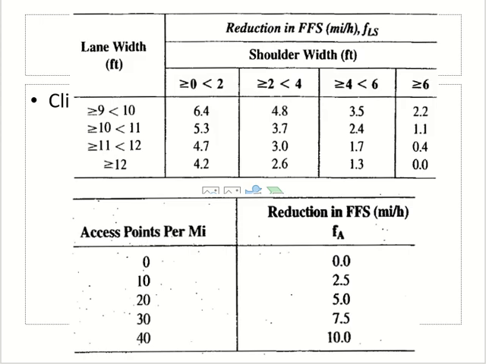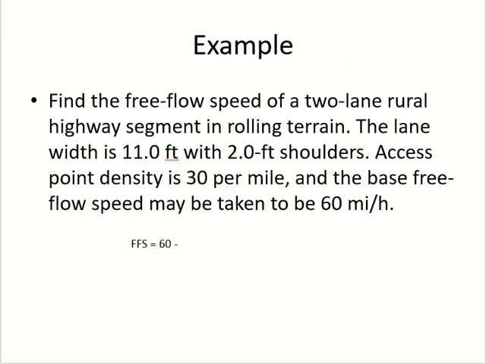Lane width 11, which row? Second or third? Third. Okay, 11 equals in third. Shoulder width 2 feet. So which column, first or second? Second, right? 2 equal in the second column. So how much is the factor? 3. So 3 for lane and shoulder width. Access point 30 per mile, how much is the factor? 7.5. So 3 and 7.5.